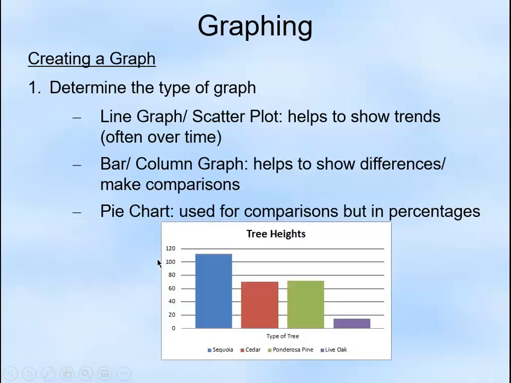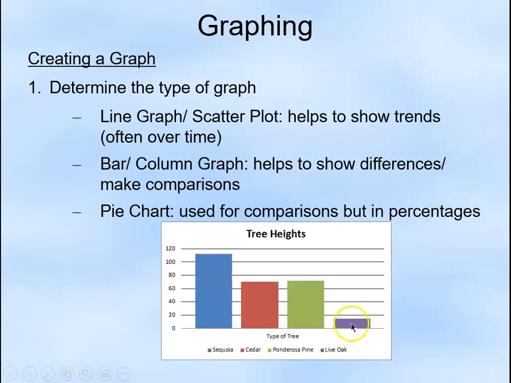Okay. Another example of a graph is a bar column graph. And again, this is used to show comparisons. For example, this is showing you a comparison in the heights of different trees. So in blue is the sequoia, in red is cedar, in green is ponderosa pine, and in purple is live oak. From looking at this graph, we can see what the tallest tree out of these four is, and that's going to be the sequoia.